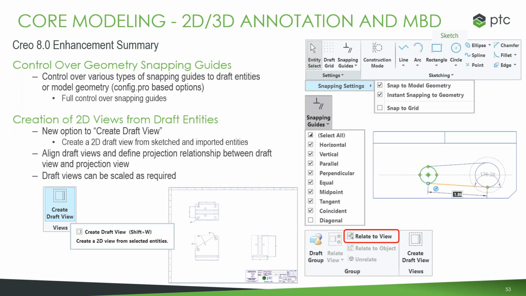So when you're working with that, you've also got control over your snapping guides. So lots of options there for controlling basically which constraints you like. So it's like your Sketcher constraints get applied as you're sketching. There's a new option if you're dealing with draft entities to basically turn them into a draft view, and then you can start to relate them together and affect movement between them, define all of that stuff.